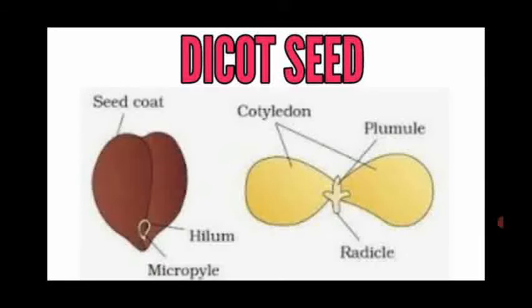Then below the micropyle, there is a slight ridge-shaped, lighter region. That is named the hilum. Then this seed afterwards develops into a dicot embryo, which contains the plumule as the upper part, the radicle as the lower part, and two lateral leaf-like structures named cotyledons.